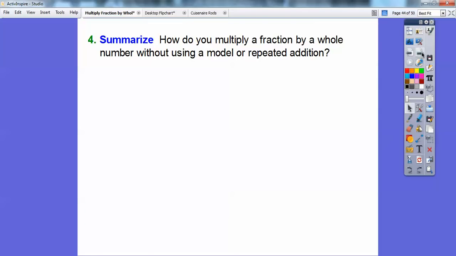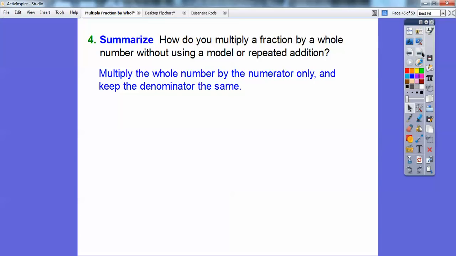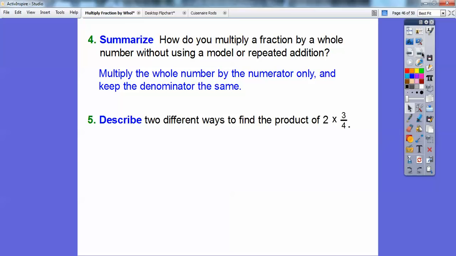Okay, so let's summarize. How can you multiply a fraction by a whole number without using a model of repeated addition? We multiply the whole number by the numerator only and keep the denominator the same. Pretty slick. Now describe two different ways you can find the product of 2 times 3/4. Let's do it the quick way. 2 times 3 is 6, so this is actually 6/4. That's the way we just summarized.